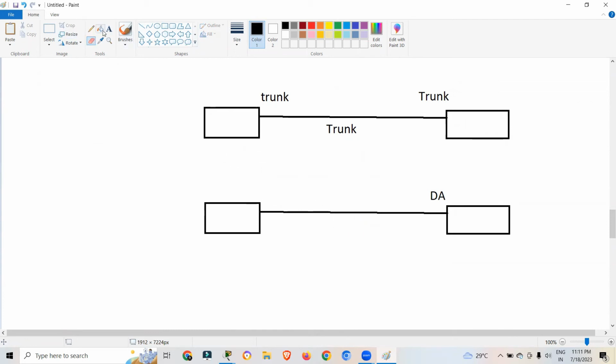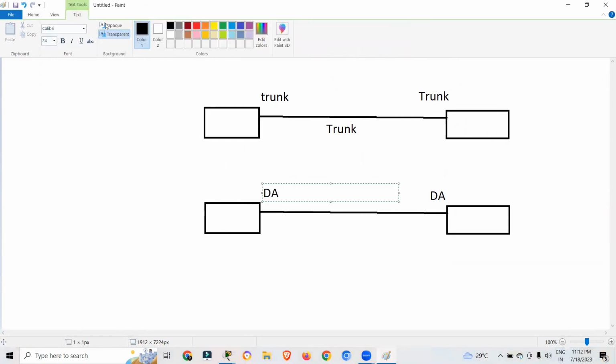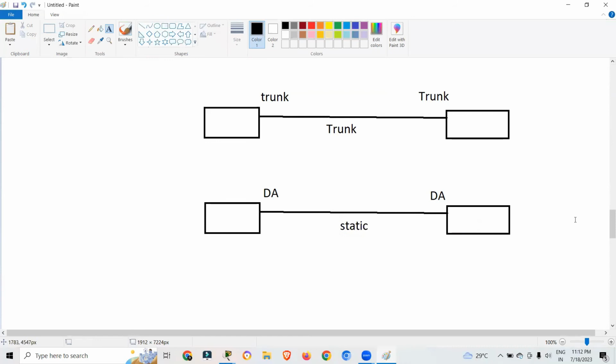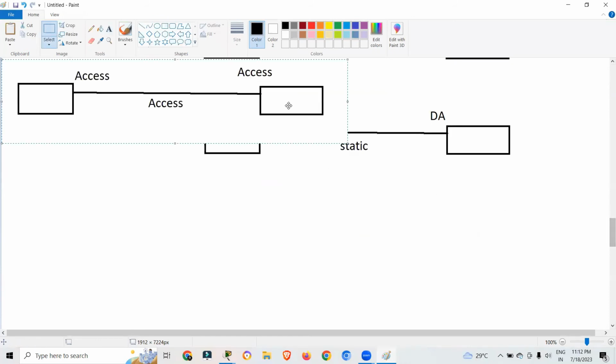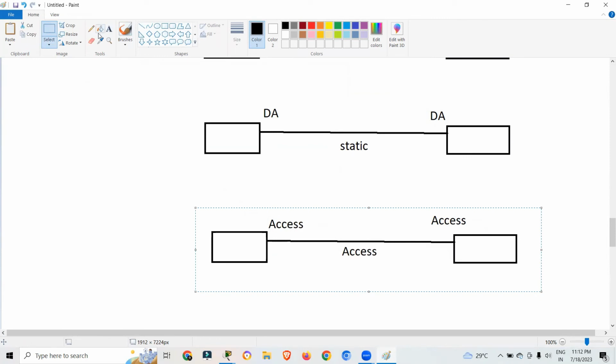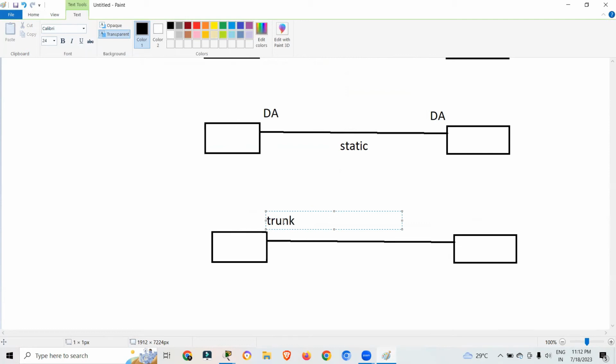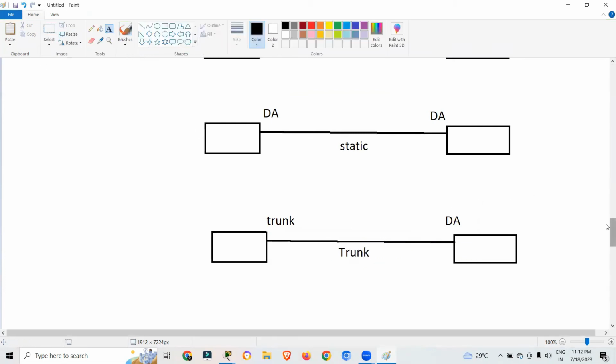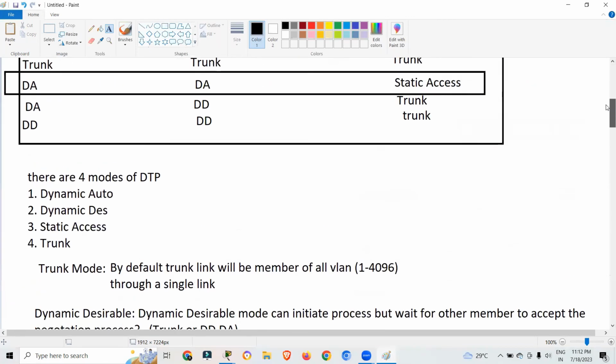If I purchase two new switches and connect them, these two will be in dynamic auto mode and the link will become static automatically. And when I change the mode on one side to trunk, and the other one is dynamic auto, the possible combination will be trunk. This will reduce my work. Now any question?